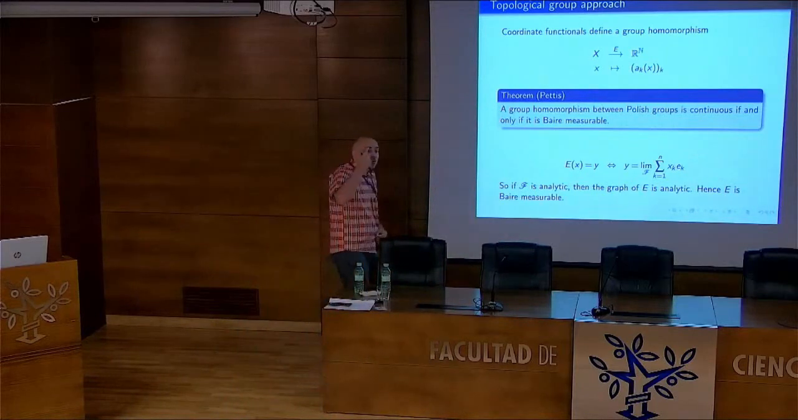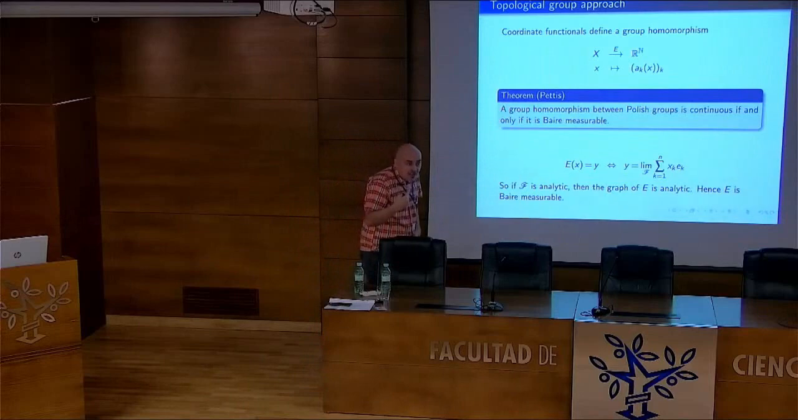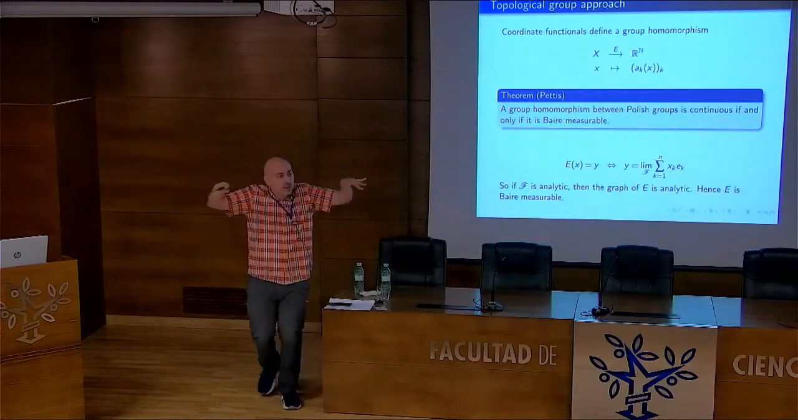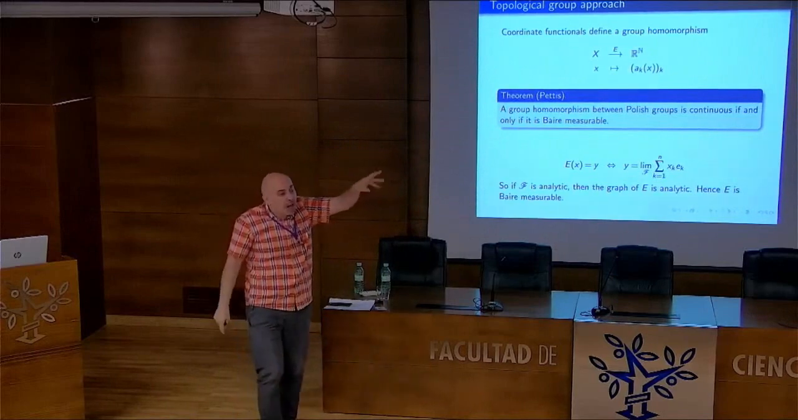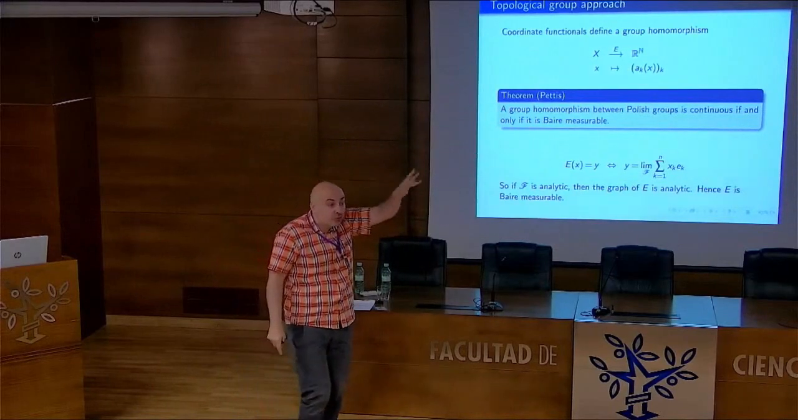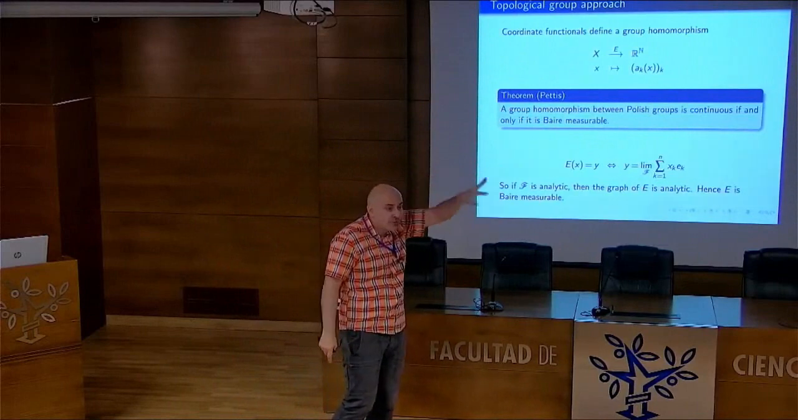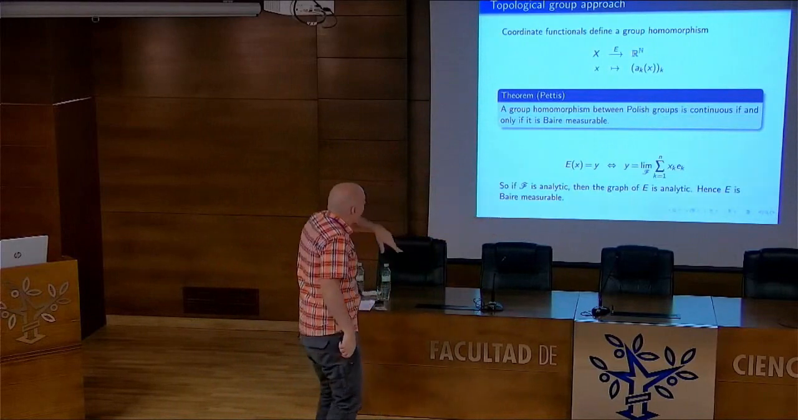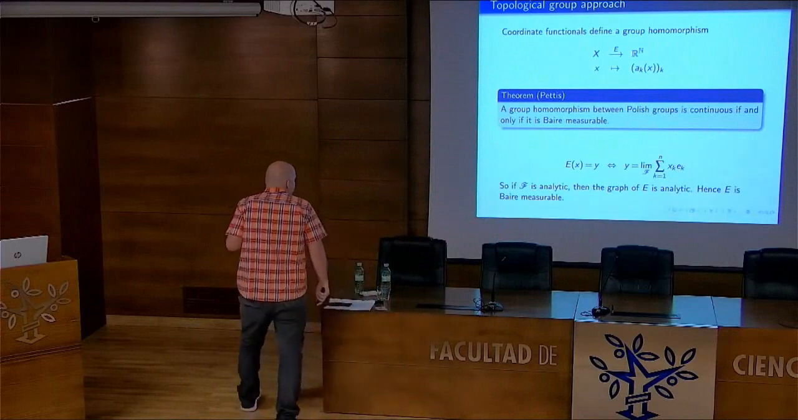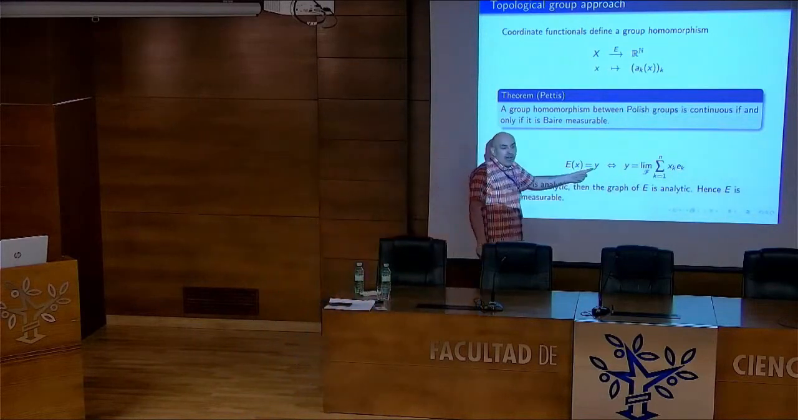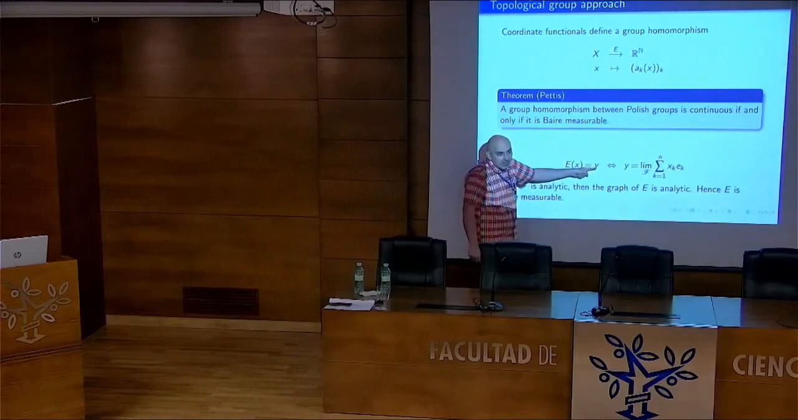But there are also theorems, if you want to prove that something is Baire measurable: look at the function between Polish spaces, look at the graph, compute how complicated the graph is, and if it is not too complicated in the hierarchy I described, then it's going to be Baire measurable. And in this case, the graph is the pairs (x, y) such that E of x equals y.